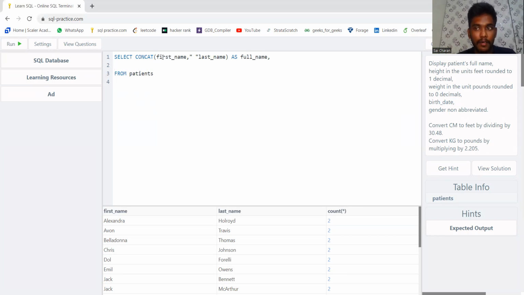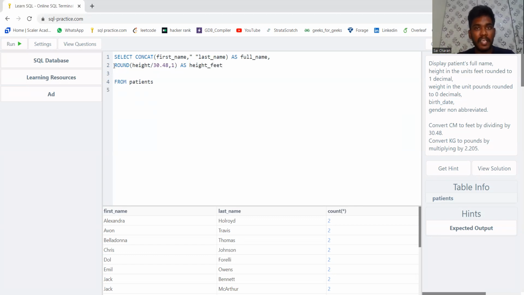First, height in feet. How can we convert? To convert height from centimeters to feet, we can divide it by 30.48. Now what they're asking is that we round it to 1 decimal place. We have a function called round. So comma 1, as height in feet. Now we got height in feet.